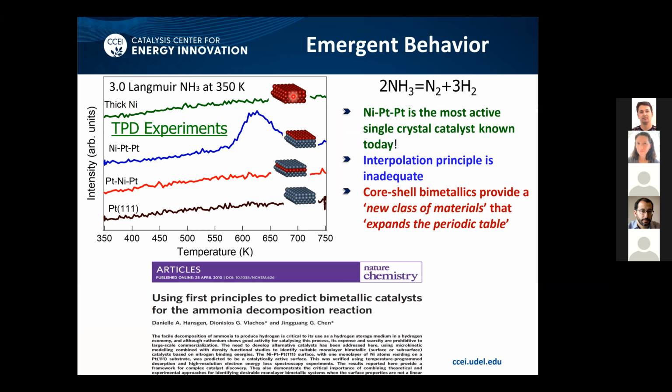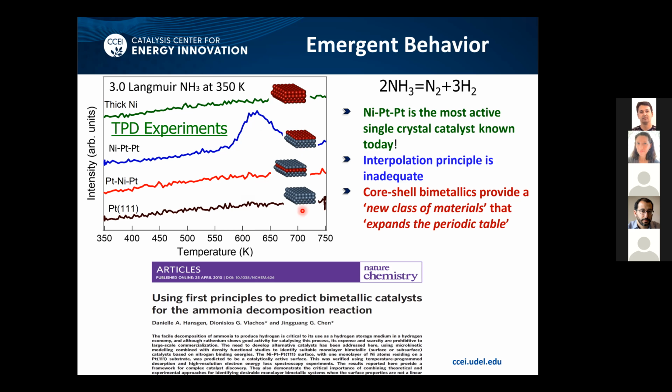Nickel is also unreactive. So if you go back to the interpolation principle, you would think if I mix nickel and platinum, this would be an unreactive catalyst. However, surprisingly, when you put a monolayer of nickel on platinum, you actually get very high activity, and the temperature where the chemistry happens is the lowest of any material known, which means this catalyst is the most active known catalyst, at the single crystal level at least.